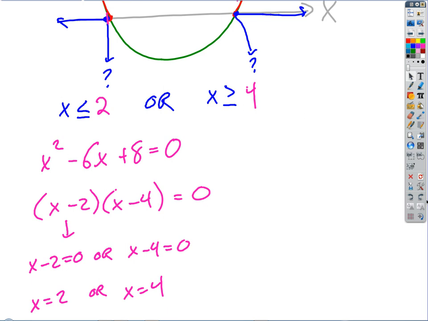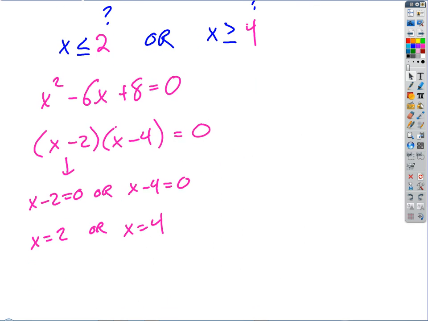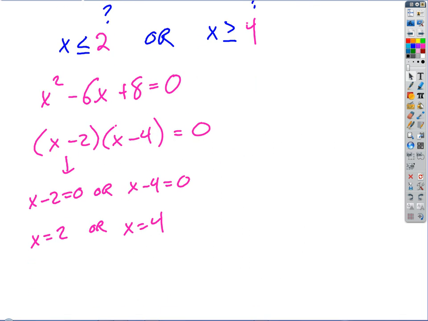Which in this case we could solve by factoring, but we could always solve by quadratic formula also. And then when we go through that process and we found that our solutions were positive 2 and positive 4, well, obviously 4 is greater than 2, so the 4 must be the right one, and the 2 must be the left one on the x-axis, correct?